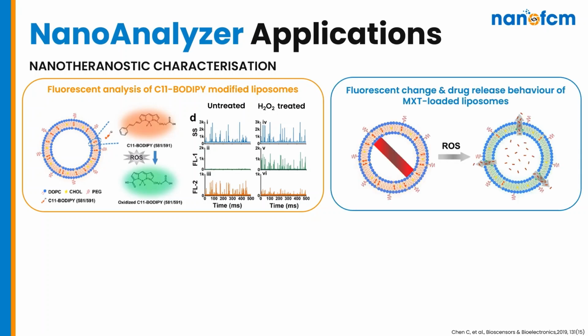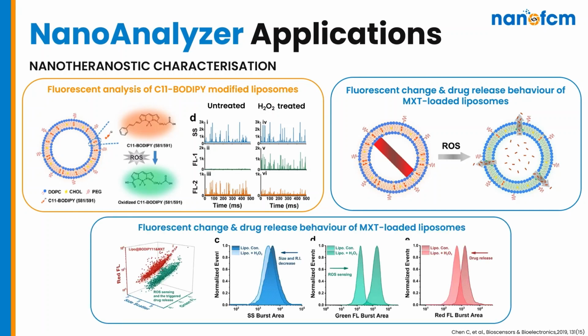At the same time as that goes on, the reactive oxygen species should also cause the efflux of the intrinsically red fluorescent cargo molecule MXT to leave these single particles. So under exposure to ROS, we're looking for their redness to become less. They'll become less intense red as the MXT drug leaves them.